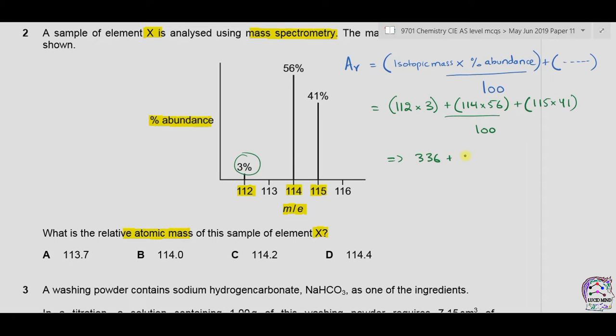The values are 336, 6384, 4715. Now the value of relative atomic mass comes equal to 114.35. The answer is therefore D.